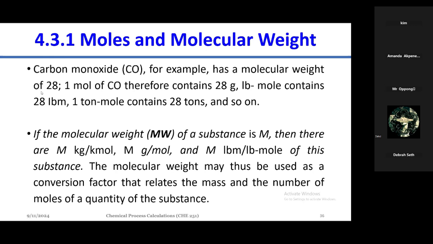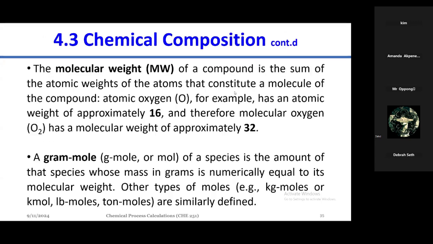irrespective or regardless of the unit you are going to use, you are still going to end up getting the same thing. So if the molar mass of carbon monoxide is 28, in terms of gram per mole, it's still 28 gram per mole. In terms of pound mass per pound mole, it's still the same thing. It doesn't change.